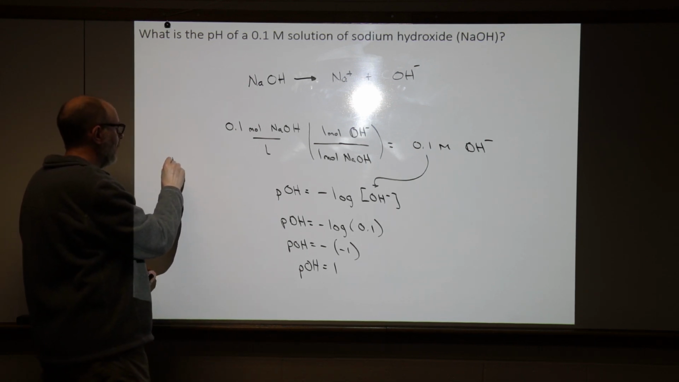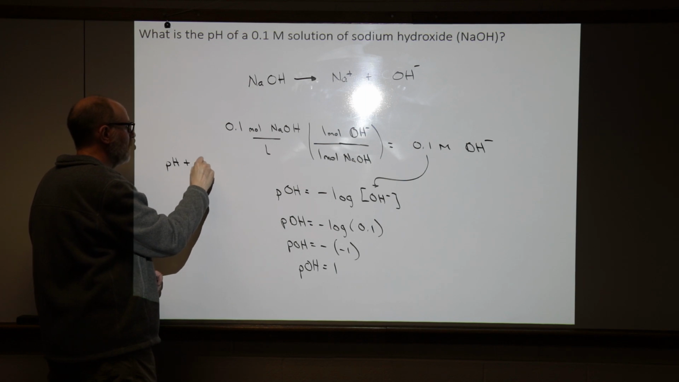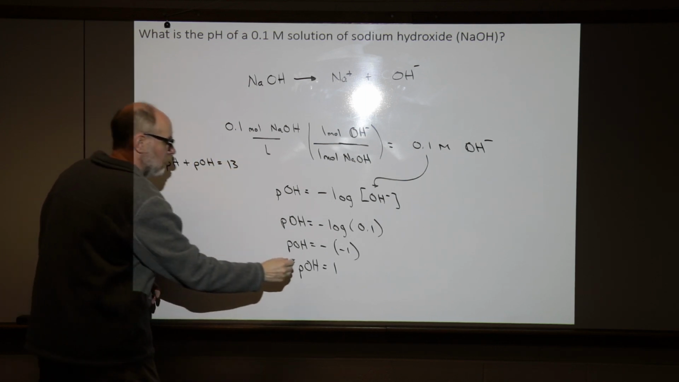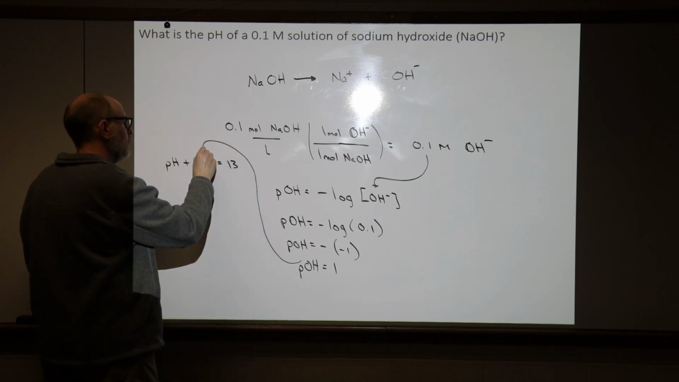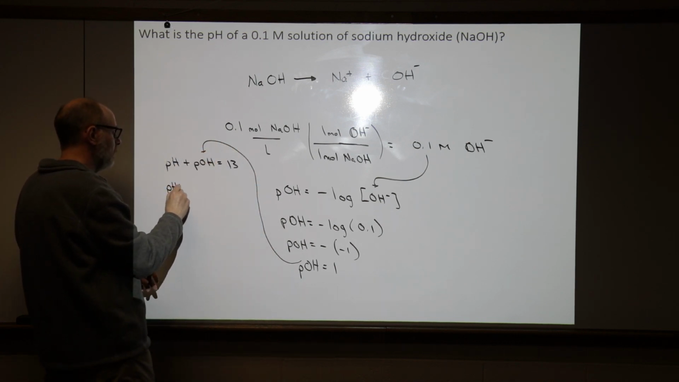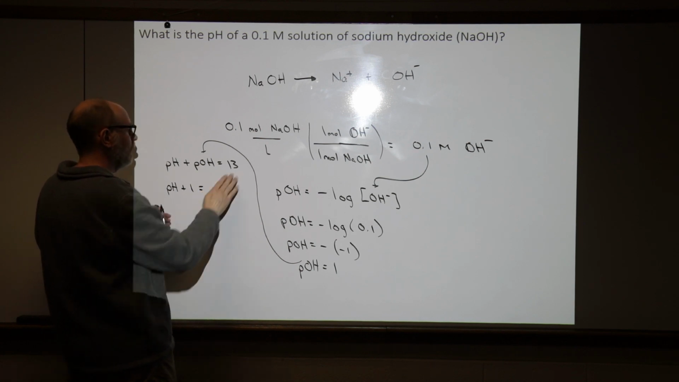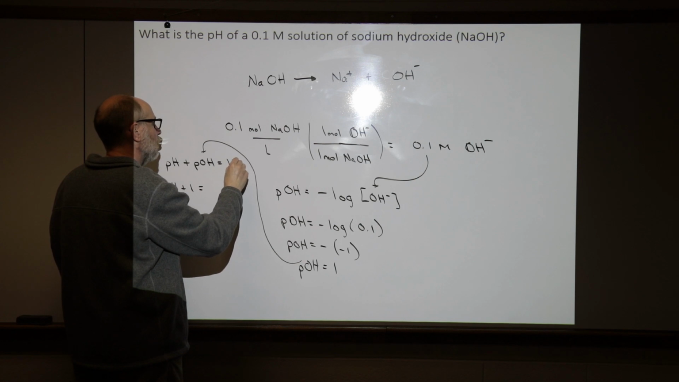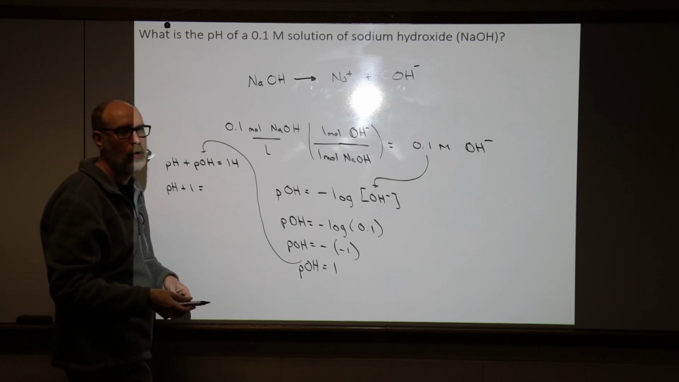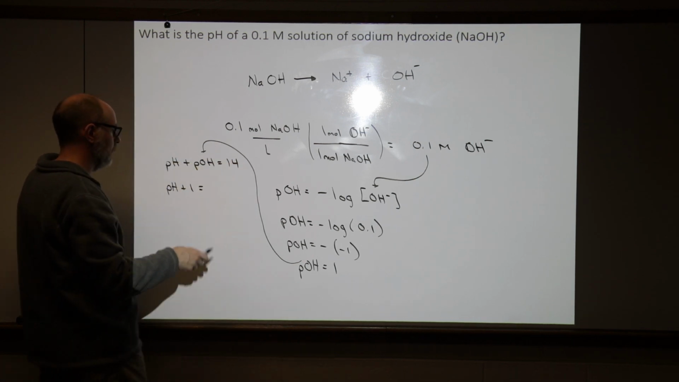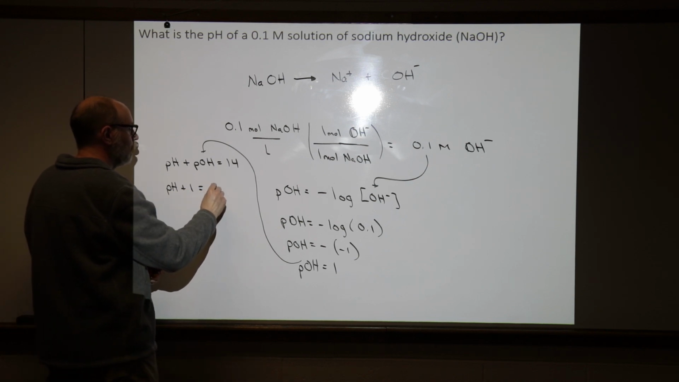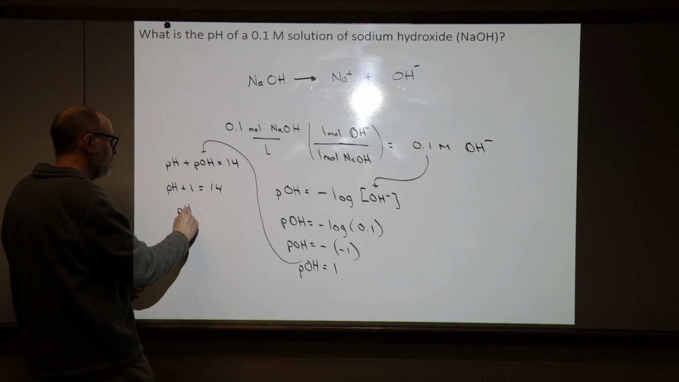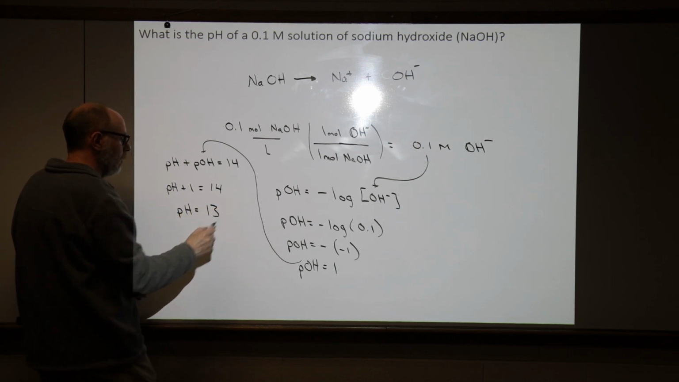And then remember we said the pH plus the pOH equals 13. So now we have the pOH is 1, so the pH plus 1 doesn't equal 13, equals 14. I'm sorry, I'm making all sorts of mistakes with this. We said the pH plus the pOH equals 14, not 13. So pH plus 1 equals 14. Sorry, I've got the answer already in my head. And the pH is equal to 13.